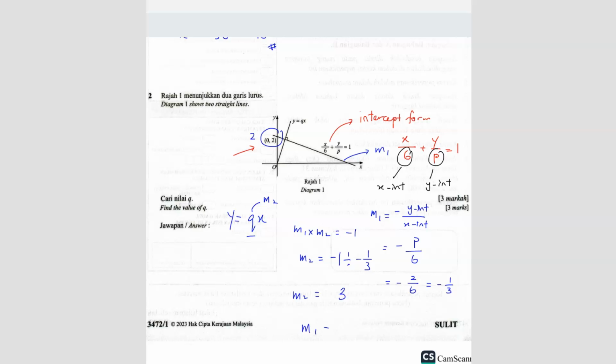If m1 is -1 over 3, m2 will be, you just flip the fraction. Okay, so 1 over 3 becomes 3 over 1, and the negative, you do the opposite. So if there is negative, it becomes positive. If it's positive, then it becomes negative. So in this case, m2 is 3. Okay, so m2 is 3, so that means Q is also equal to 3.